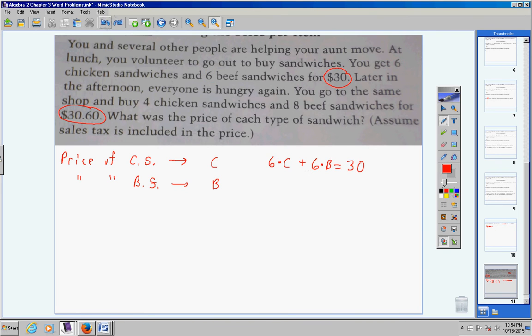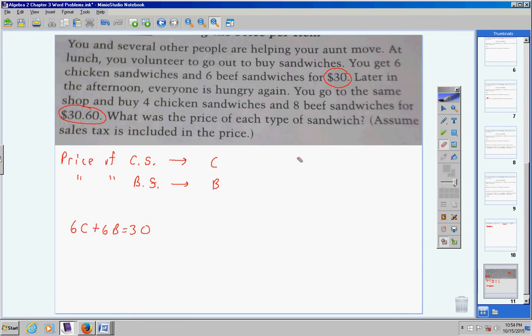So I'm going to simplify this equation a little bit more. 6 times C is 6C. 6 times B is 6B, and it equals 30. Now that's one equation based on my word problem. That's awesome. There it is.